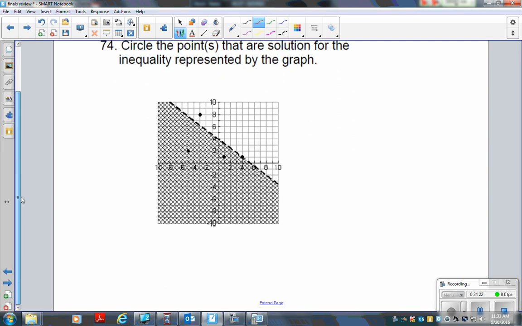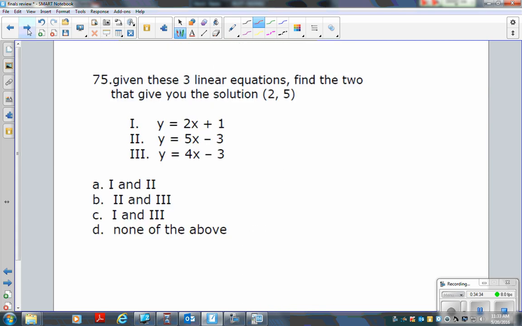In this case, the shaded region is where the answers are. These are correct answers. This one is not because it's not shaded. And this one, even though it's on the line, it's on a dashed line. So it's actually not shaded either. The only 2 things with a circle are the correct answers.